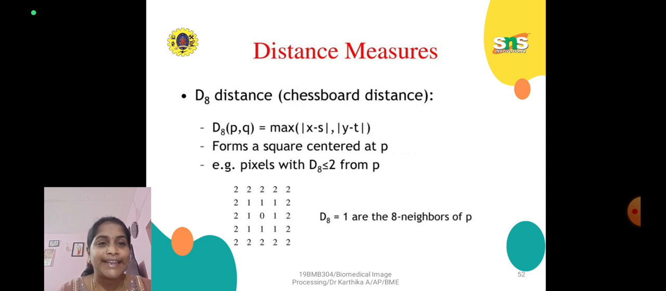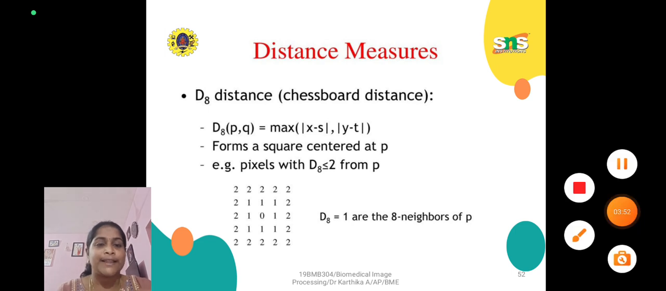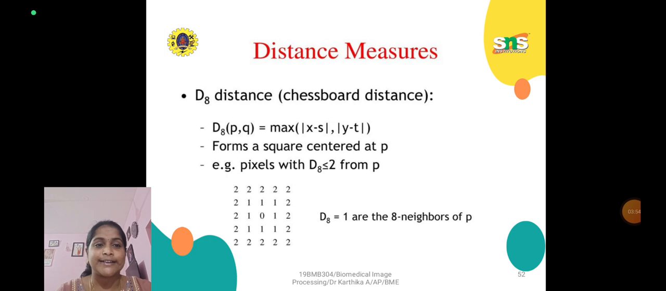Okay, D8 is the chessboard distance. D8 of P,Q is equal to max of modulus of x minus s, modulus of y minus t. Here it forms a square centered at P. For example, pixels with a D8 less than or equal to 2 from P. See here it forms a square centered at P. Chessboard distance: D8 equal to 1 are the 8 neighbors of P.